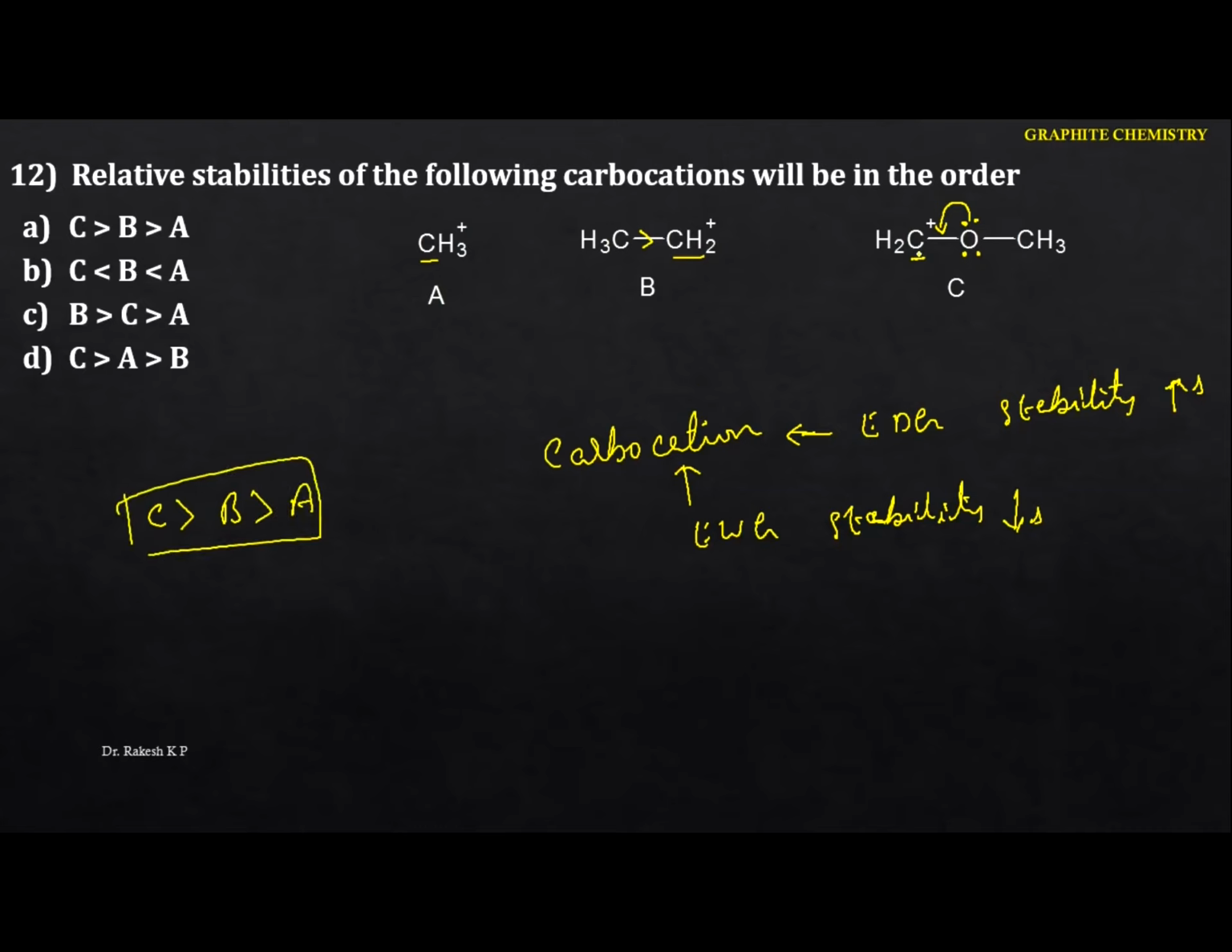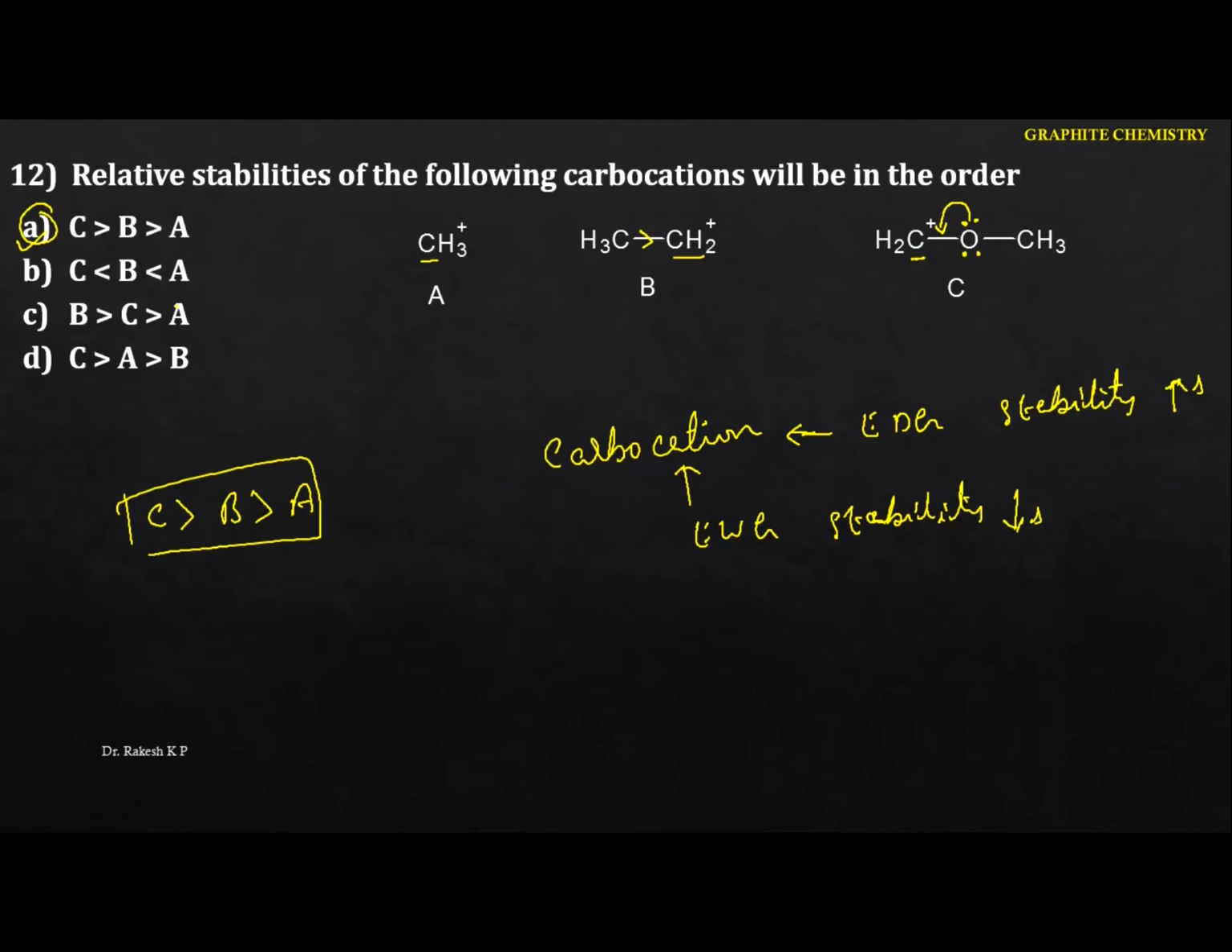If any carbocation is attached to an atom containing a lone pair, that particular carbocation is the most stable. Also remember this: if the carbocation is attached with an electron donating group, stability of the carbocation increases. If it is attached to electron withdrawing groups, the stability of the carbocation decreases. Hence in this case this is the order. The option is A.